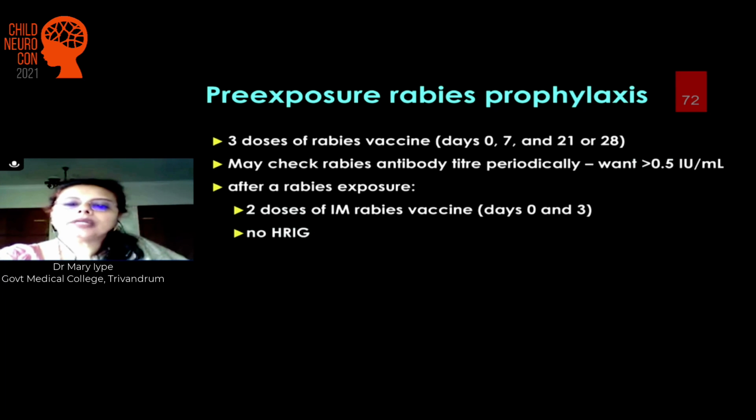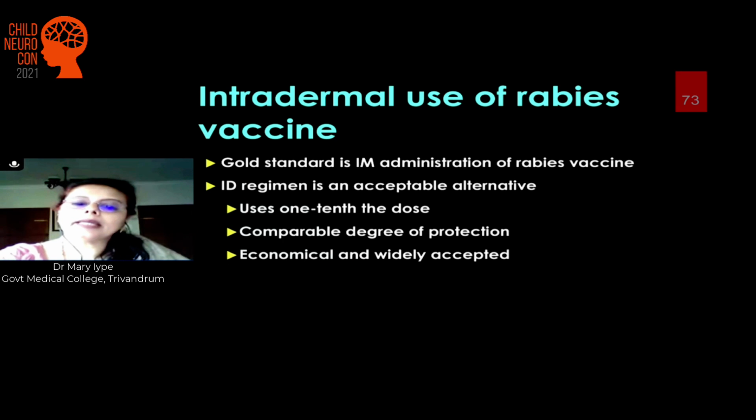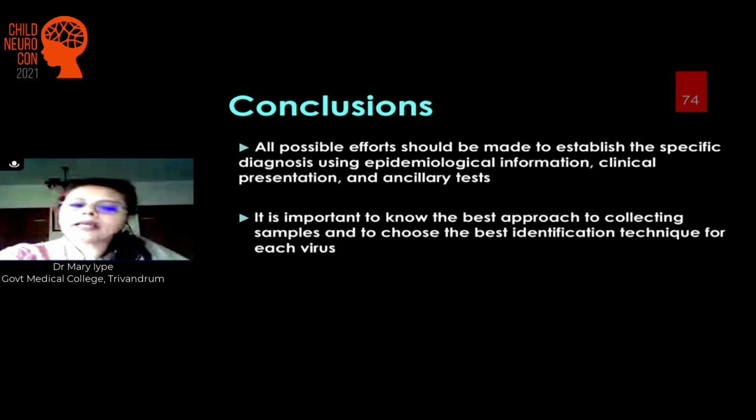Intradermal use of rabies vaccine: the gold standard is IM administration. However, the intradermal regimen is an acceptable alternative because you use less of the vaccine and it can be used for more people. One-tenth of the dose need be given intradermally. There's a comparable degree of protection. It's economical and widely accepted.